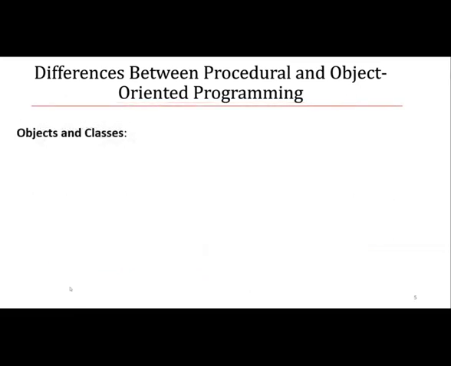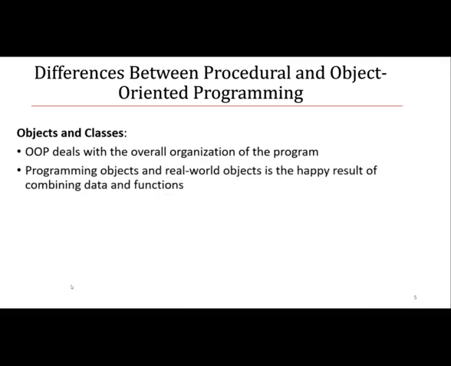When you define a class, you define a blueprint for a data type. Now, this doesn't actually define any data, but it does define what the class name means, and that is what an object of the class will consist of and what operations can be performed on such an object. So OOP really deals with the overall organization of the program.